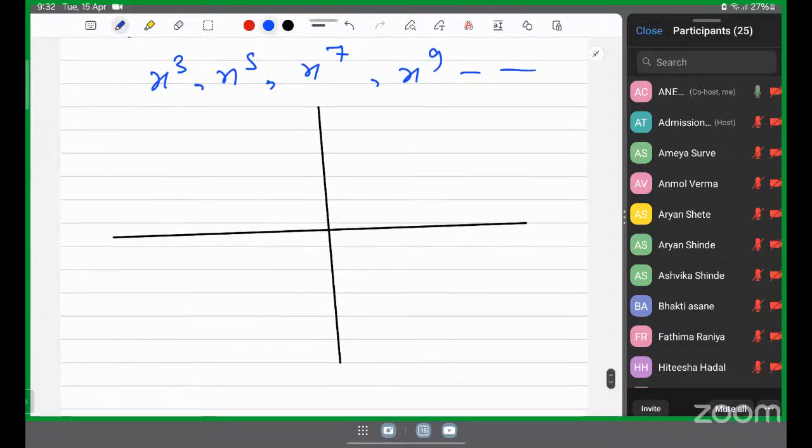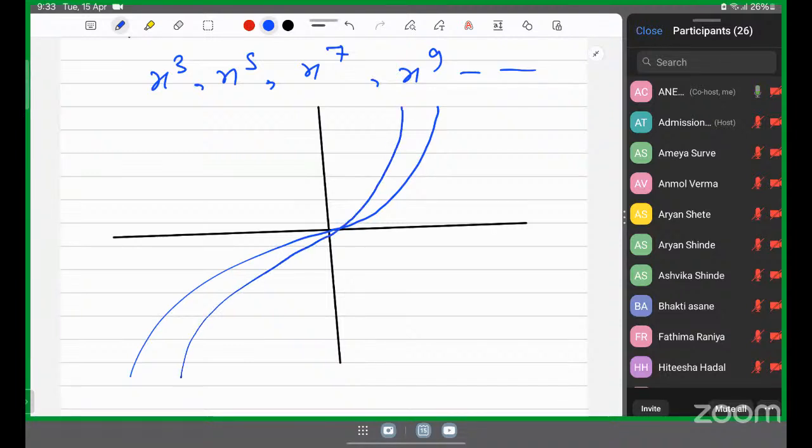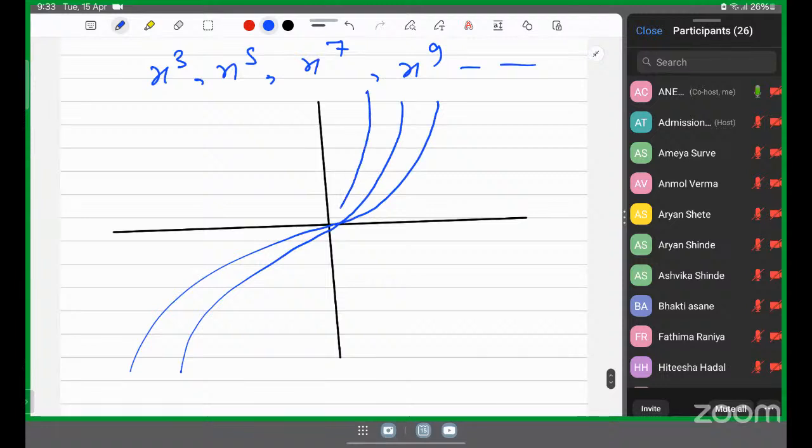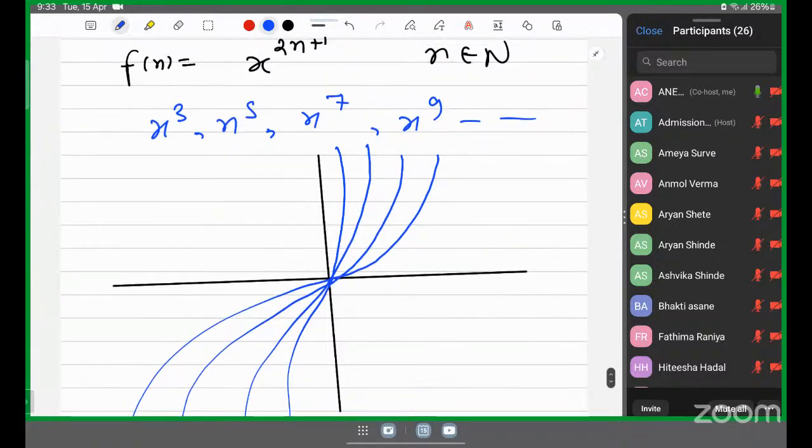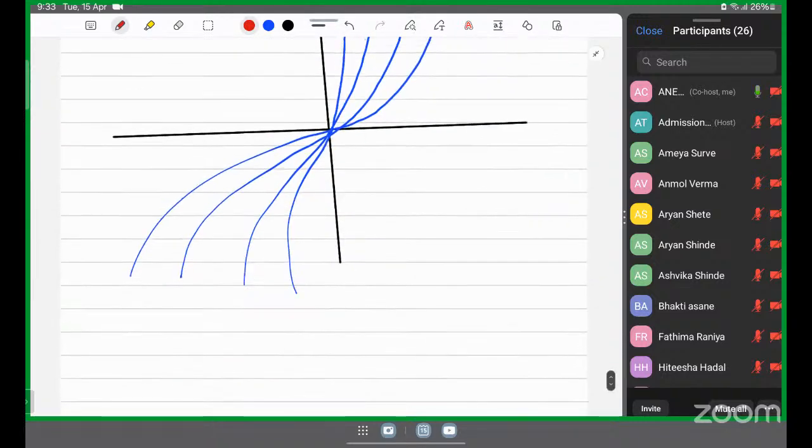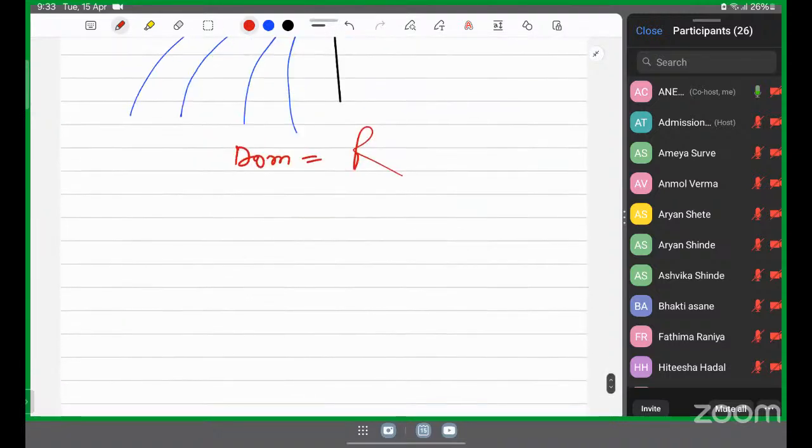So for x cube, we have a graph like this. This is x cube. If you are having x5, the graph will move towards the y-axis, but it still passes through 0, 0. So this will go like this, 7 will go like this, and 9 will be still more close to this. So these are the graphs for 3, 5, 7, 9. And from all these graphs, it is clear that domain will be R and range will be R.